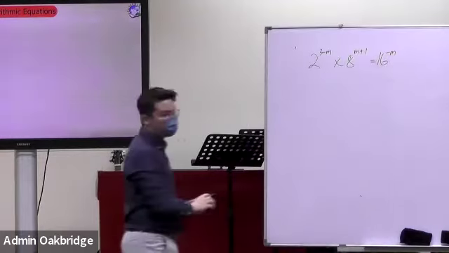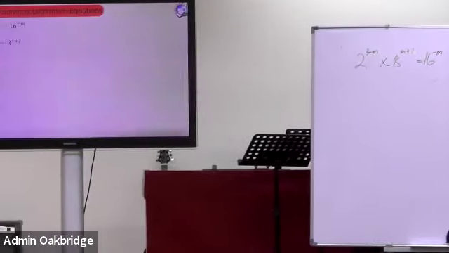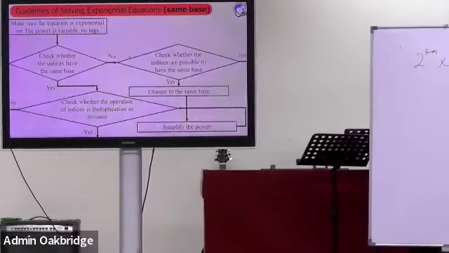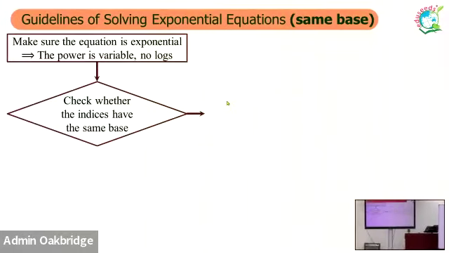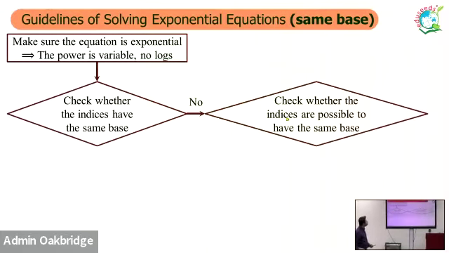All right, let's go back to see our flow chart. What should we do for the first step? Here is the flow chart. Check whether the indices have the same base. No, right? They don't have the same base. So you should check again whether it is possible for the indices to have the same base or not.